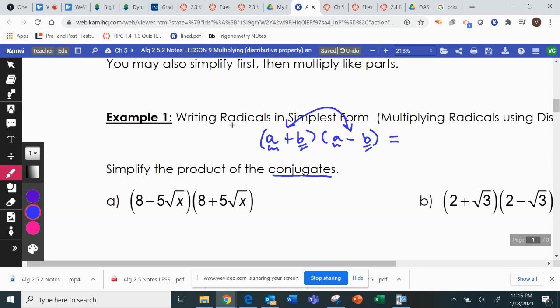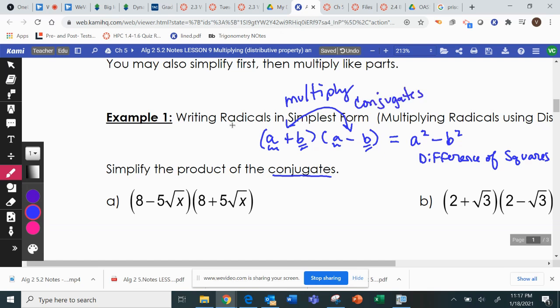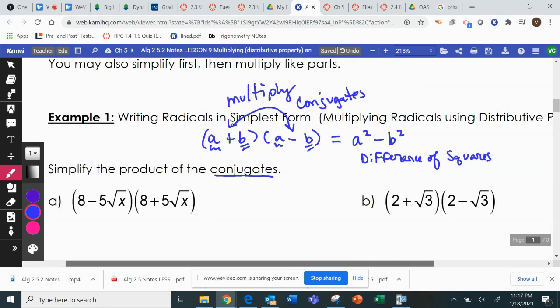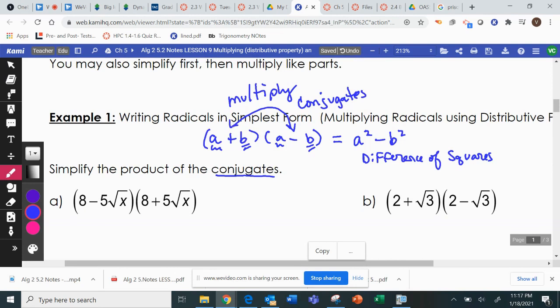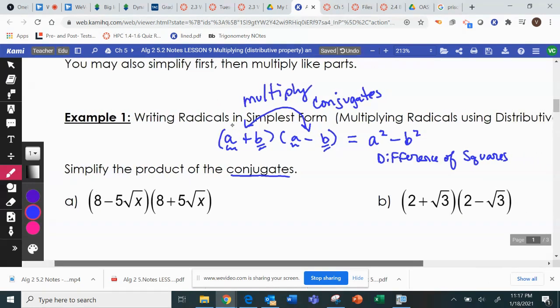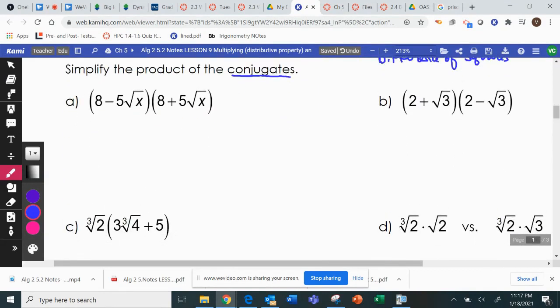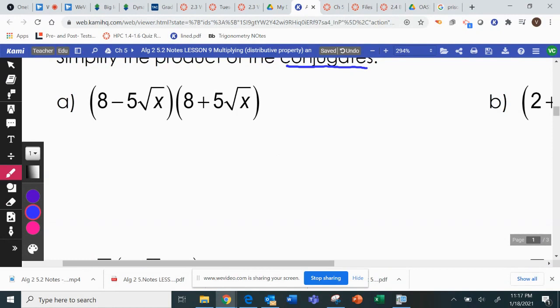And when we multiply those together, we will always get a difference of squares. So these are multiplying conjugates. They will always give us a difference of squares for the final answer. I'm not going to do the shortcut quite yet, but if you know that this is true, you will have a shortcut. It will take you less time to do your math. I'm just going to go ahead and multiply this first one all the way, and then the second one I'll use the shortcut.